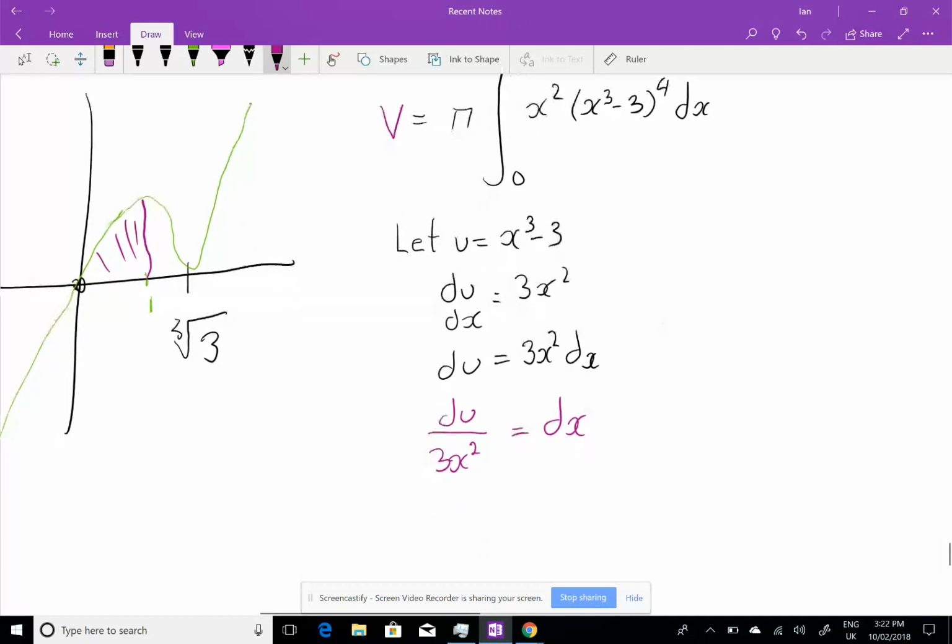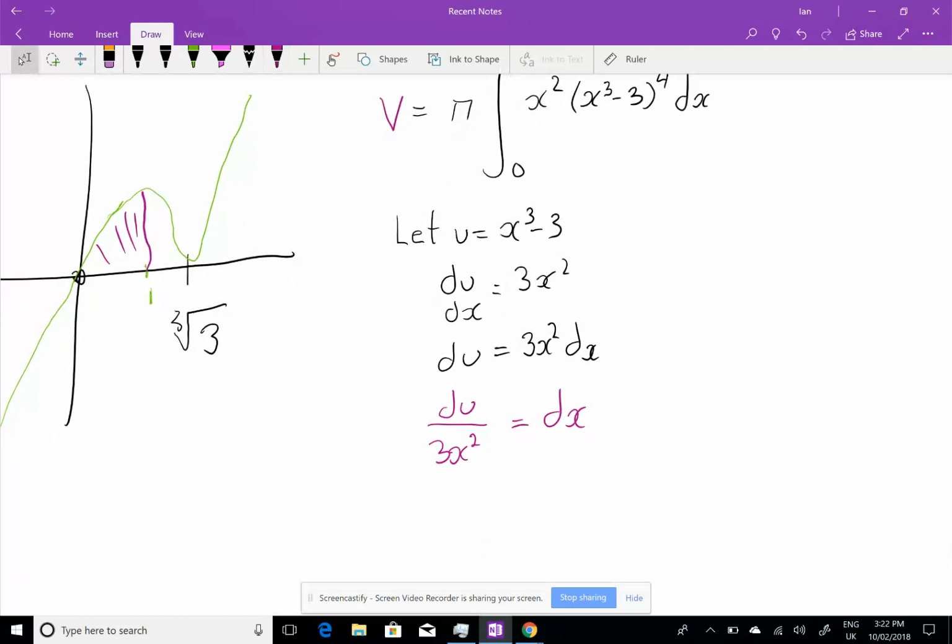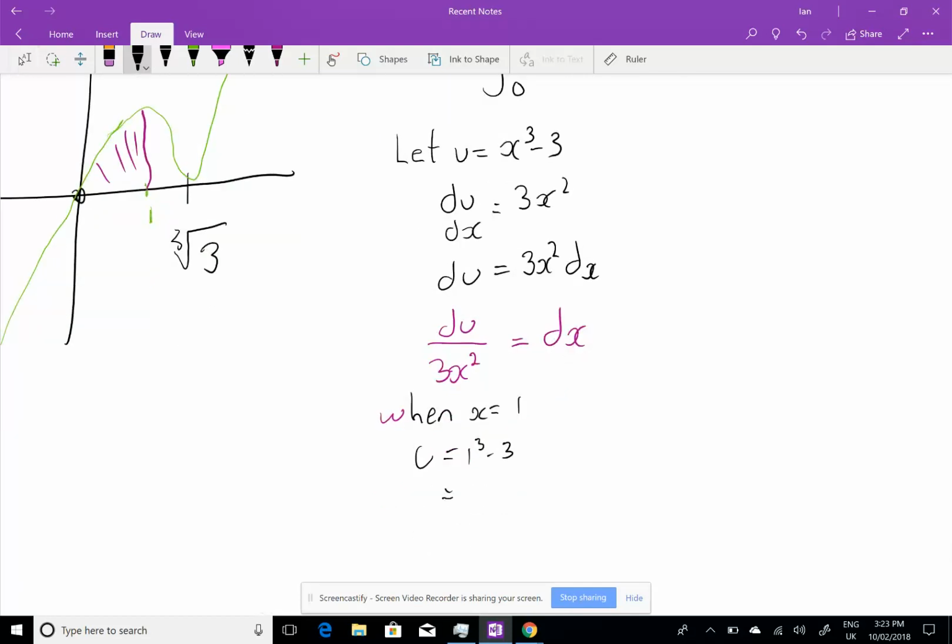Okay, what else do we need to do? We need to find out what u equals when x equals 1 and 0. So when x equals 1, u equals 1 cubed minus 3, which equals negative 2. And when x equals 0, we get u equals 0 minus 3, which is minus 3.